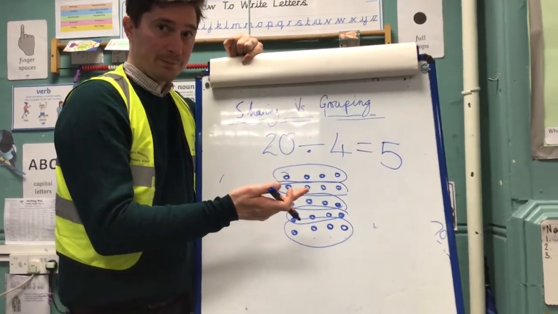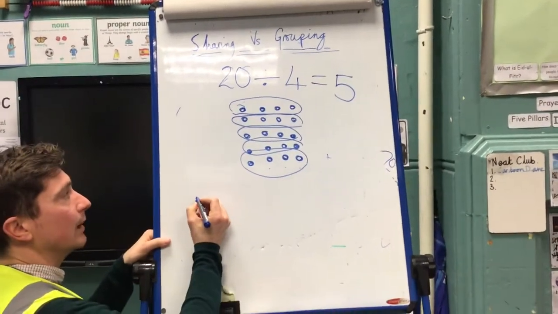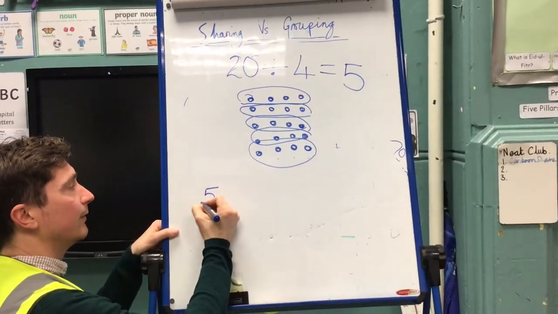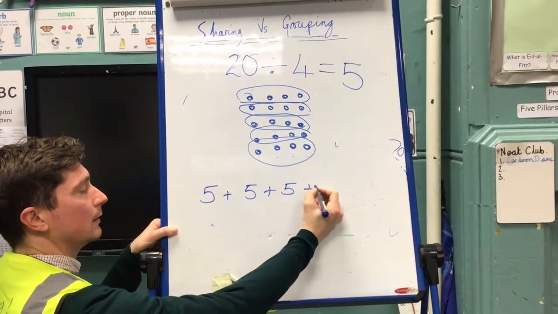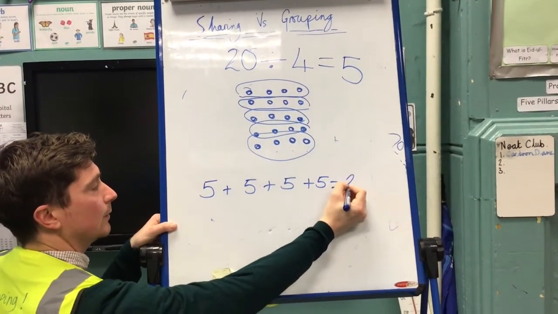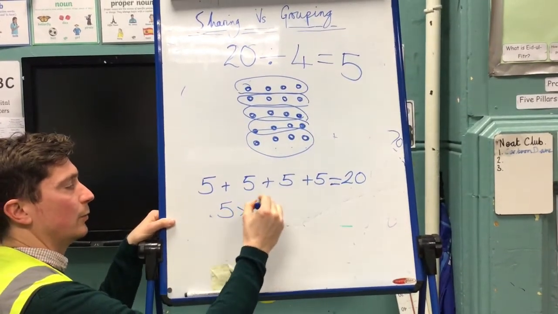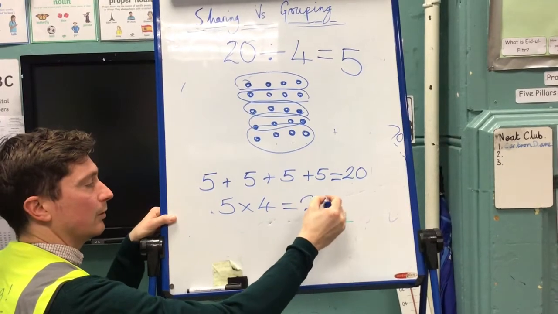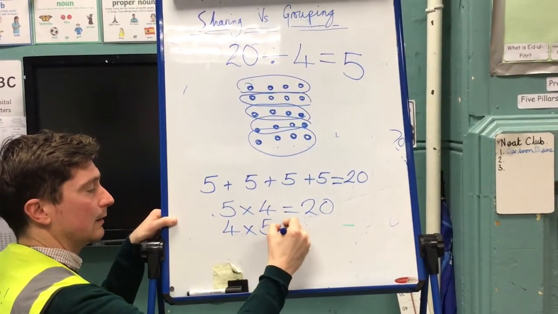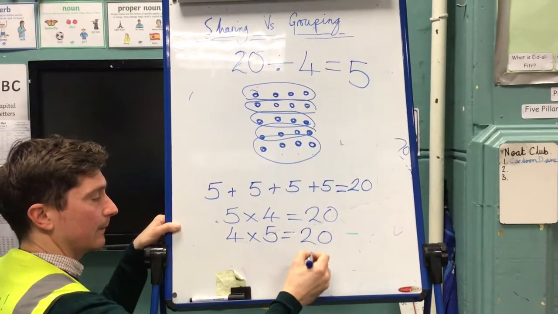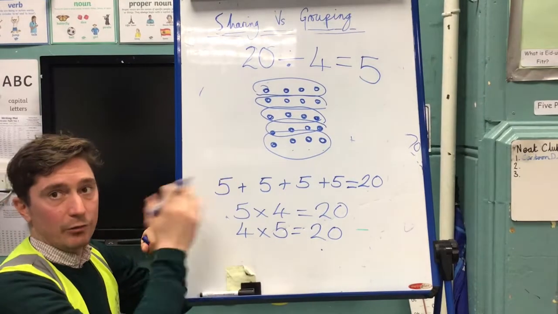Now, can you do a repeated addition with that as well? I can do, yes. So this time I'm going to do it a little bit differently, actually. I'm going to do 5, add 5, add 5, add 5 equals 20. I did 5 4 times, which equals 20. And I know that 4 times 5 equals 20. So this week you hopefully have decided whether you like sharing or grouping the best.